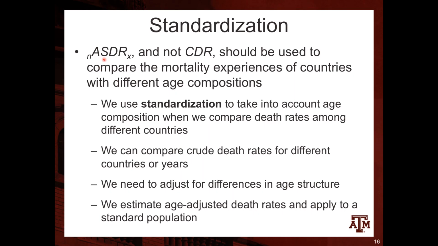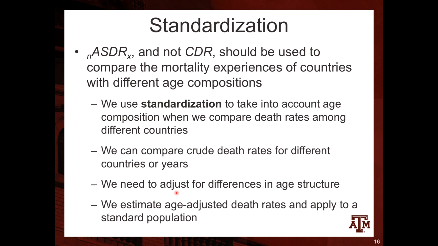So the age-specific death rates that we discussed in the previous lecture, and not the crude death rates, should be used to compare the mortality experiences of countries that have different age compositions. So we use standardization to take into account age composition when we compare death rates among different countries. We can compare crude death rates for different countries or for the same country over time if that country is experiencing some changes in age composition as well.